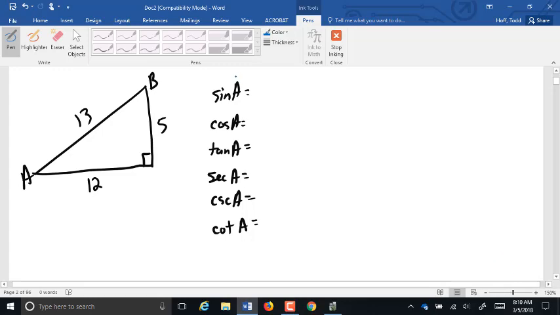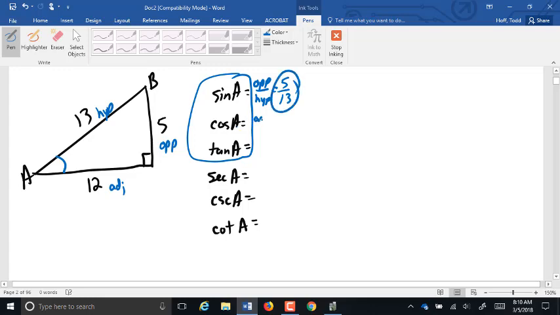The first 3 are the ones that we're going to have to be really good at quickly. The sine of A, remember sine is opposite over hypotenuse. So from angle A, which side is the opposite side? 5. Which one is the hypotenuse? 13. And of course that would leave which one is the adjacent? The 12. So sine of A is 5 over 13.